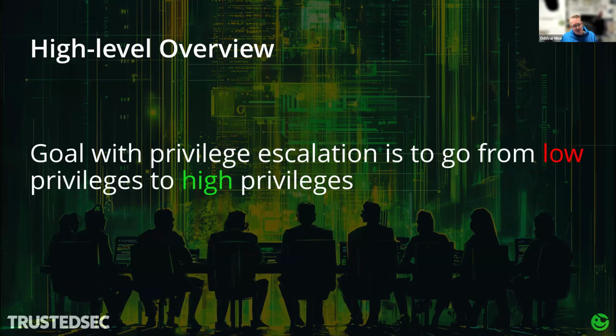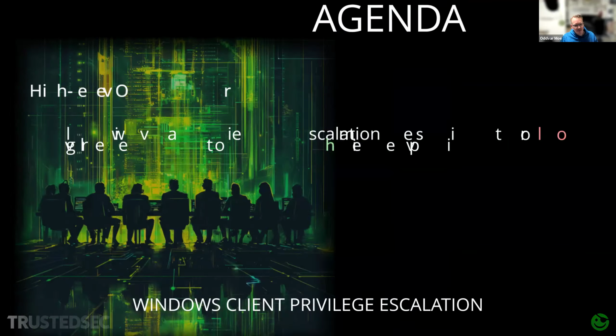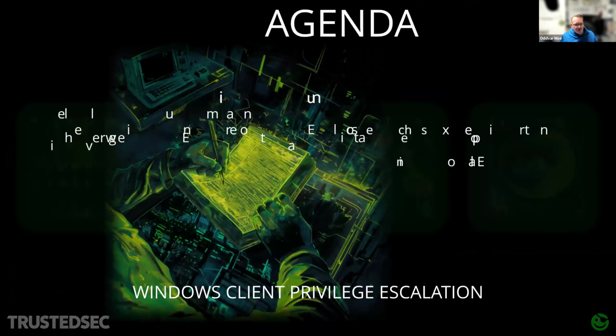So to sum it all up, the goal with privilege escalation is to go from a low privilege account or group or something into something with higher privileges. That is the overarching goal. All right, let's go into some enumeration stuff.